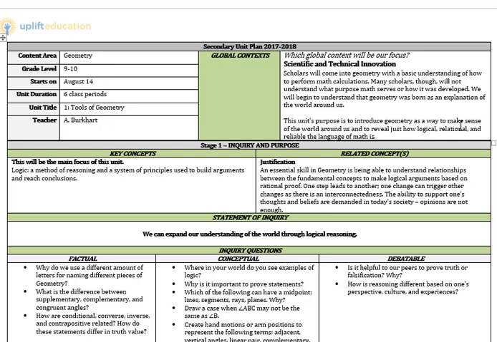The unit's purpose is to introduce geometry as a way to make sense of the world around us and to reveal just how logical, relational, and reliable the language of math is. That's going to be a theme that I want us to focus on during this whole year, just so scholars don't see math as something that they learn and experience in your classroom, but rather something that they can experience outside as well. I want them to start making their own connections and seeing streets as parallel lines and understanding that a shortcut from point A to point B would be the hypotenuse essentially, or things like that.